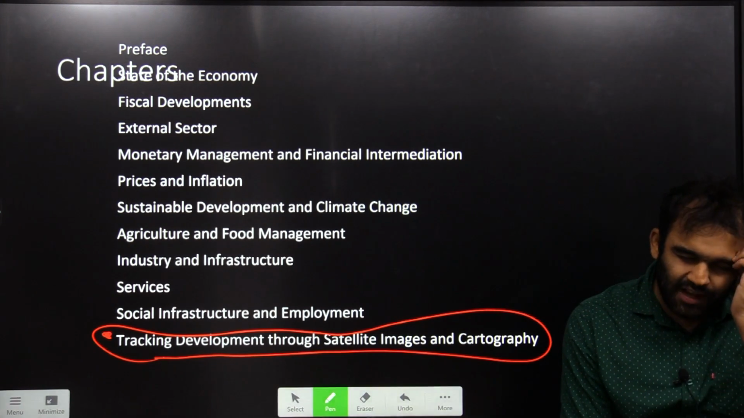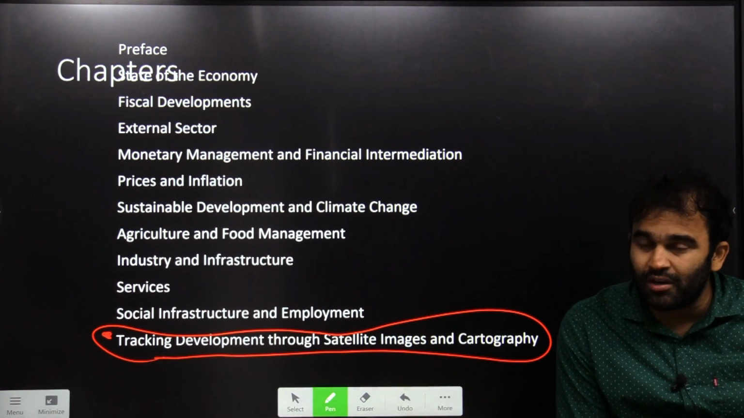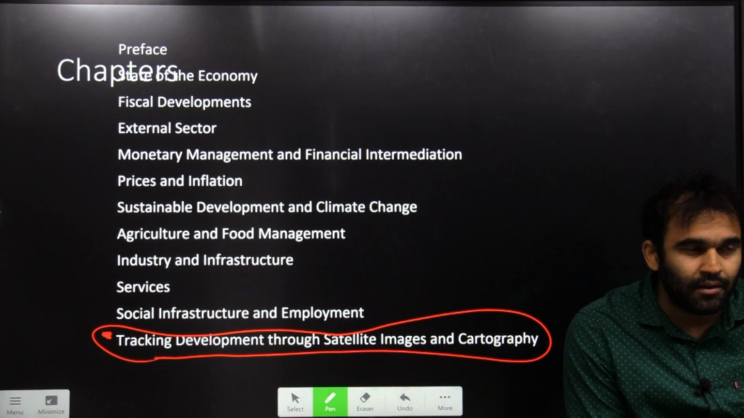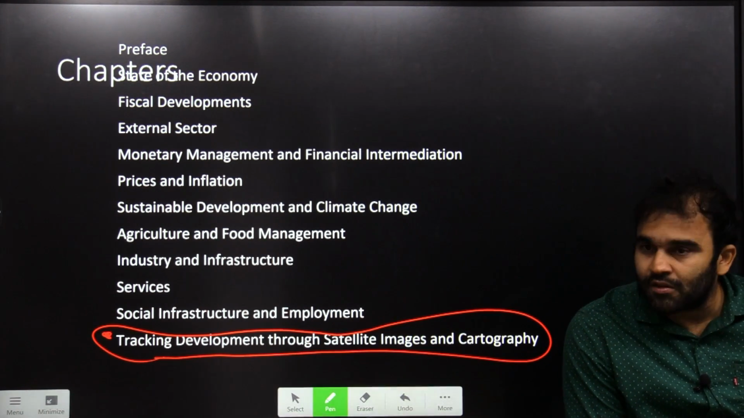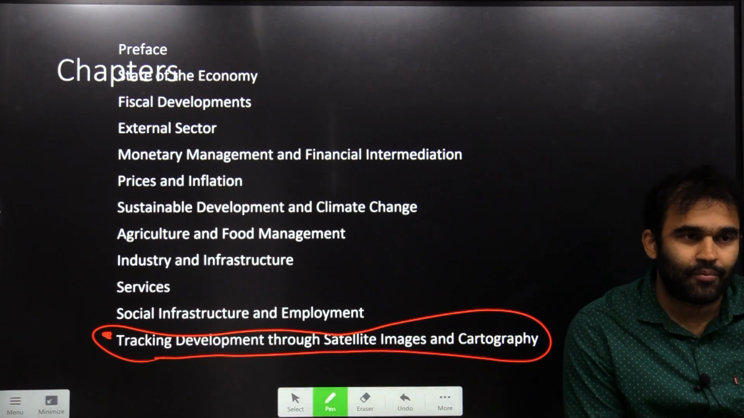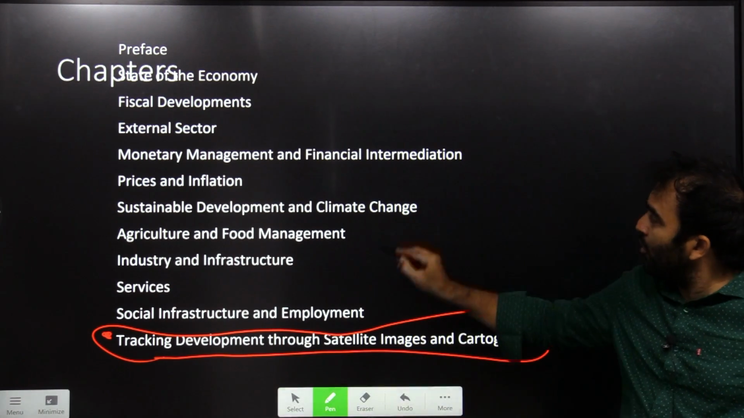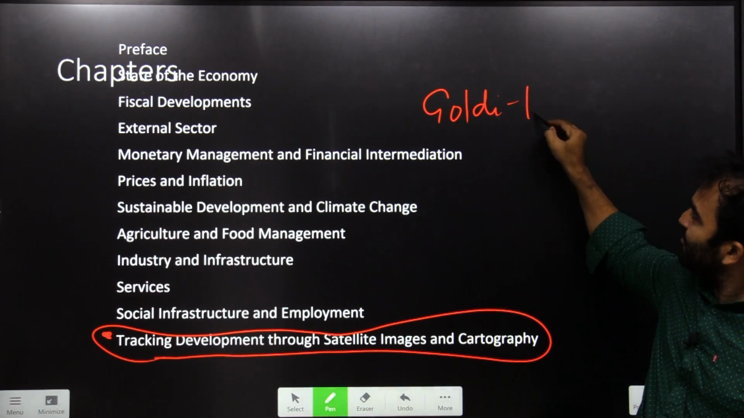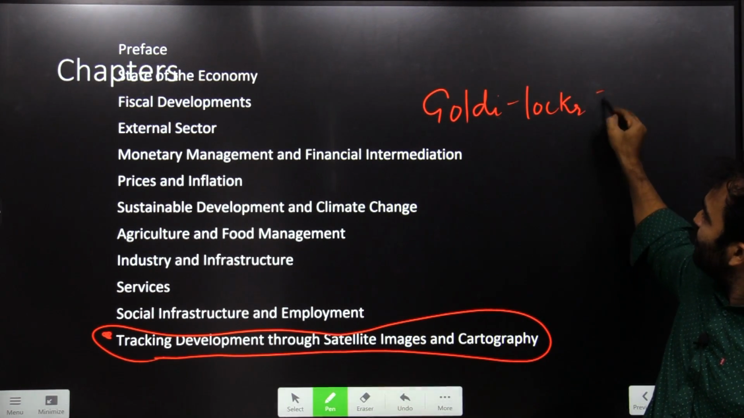Such type of questions will they ask? They can ask. There was this one question, I think it was asked in 2016 or 17, I don't remember exactly. Goldilocks Zone. There is a previous year question called Goldilocks Zone.